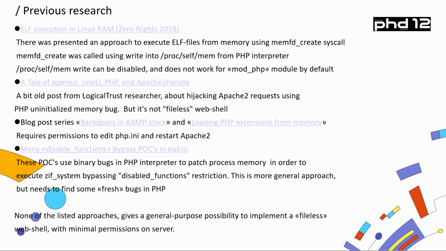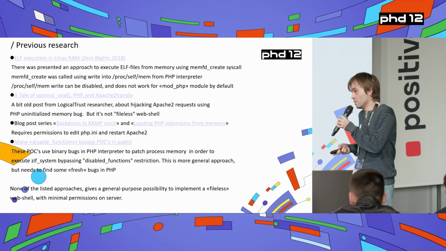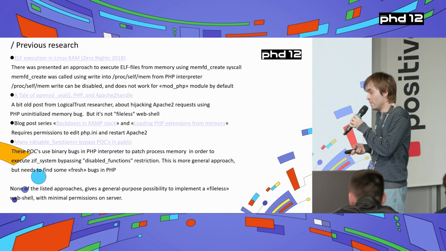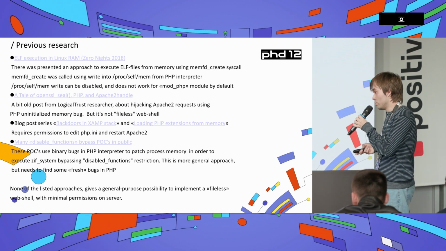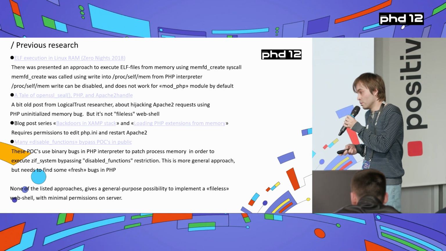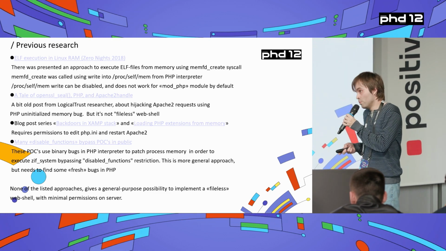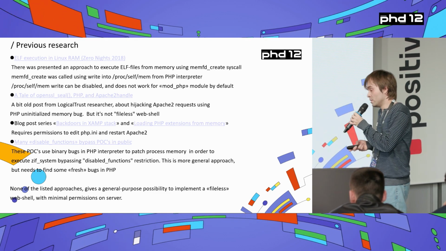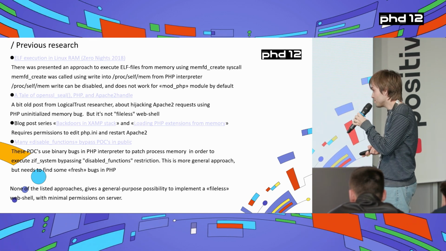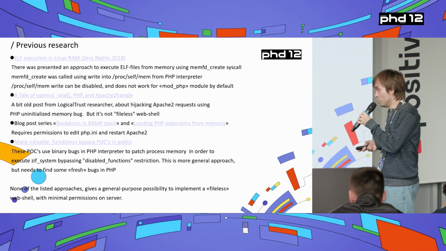There was Zero Nights in 2018. They were speaking about ELF execution in Linux RAM, and there was a presentation of an approach to execute ELF files from memory using the memfd_create syscall. Memfd_create was called by writing to /proc/self/mem from the PHP interpreter, but it doesn't work for PHP by default. It's possible to implement this code for PHP Apache, but the study is pretty old.